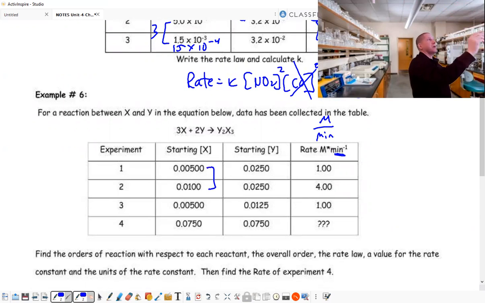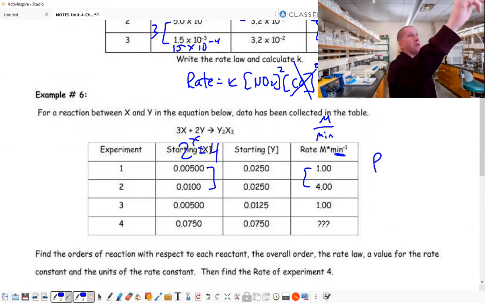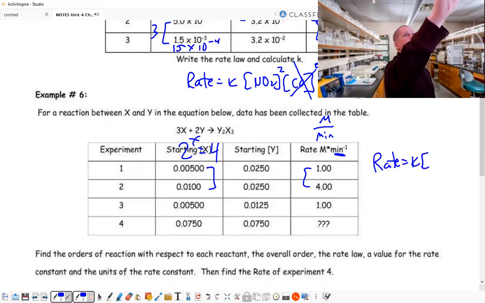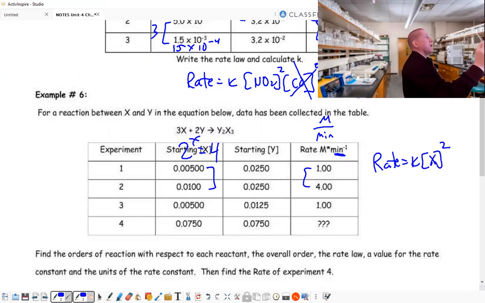First two works. That's doubling. 2 to what power equals 4 times? And so x is squared. So rate equals K times x squared. Now Y.